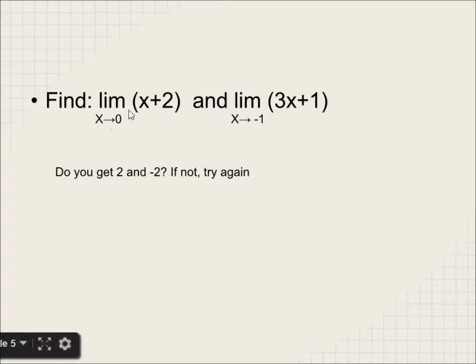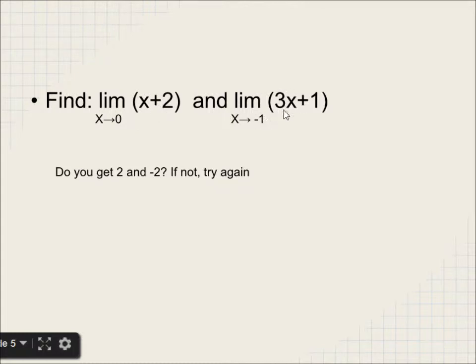Find the limit as x approaches 0 of x plus 2, and the limit of 3x plus 1 as x approaches minus 1. So what should we do? First we should put the value 0 in place of x. When you put 0, x plus 2 means 0 plus 2, you will get 2. So the limit of x plus 2 as x approaches 0 is 2.